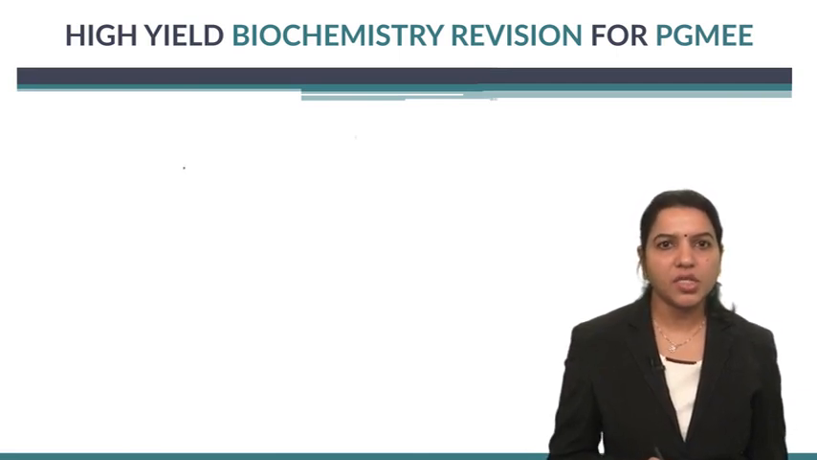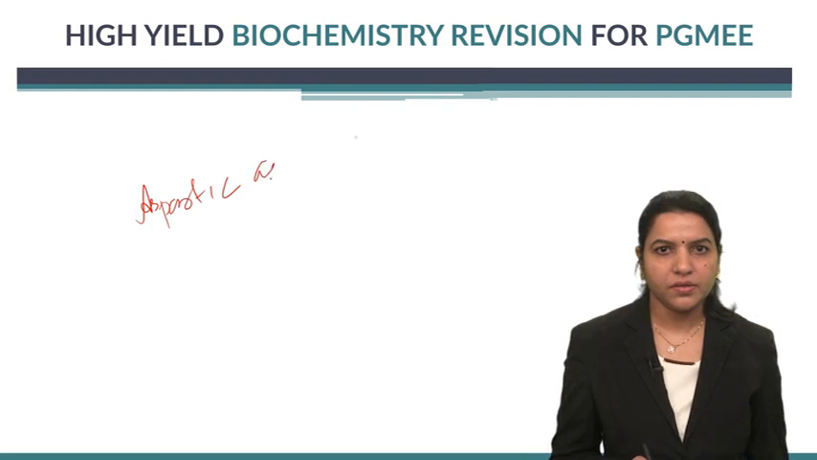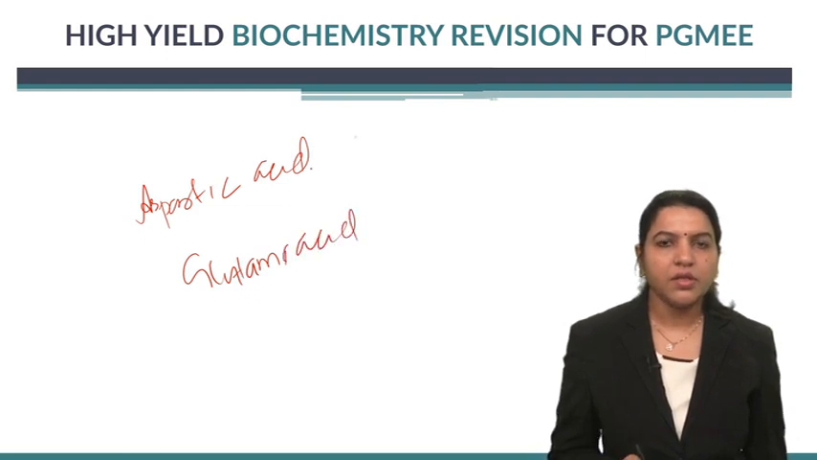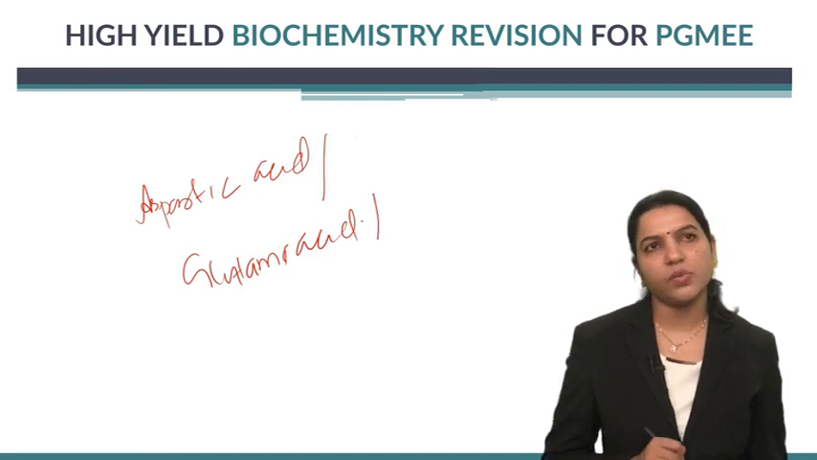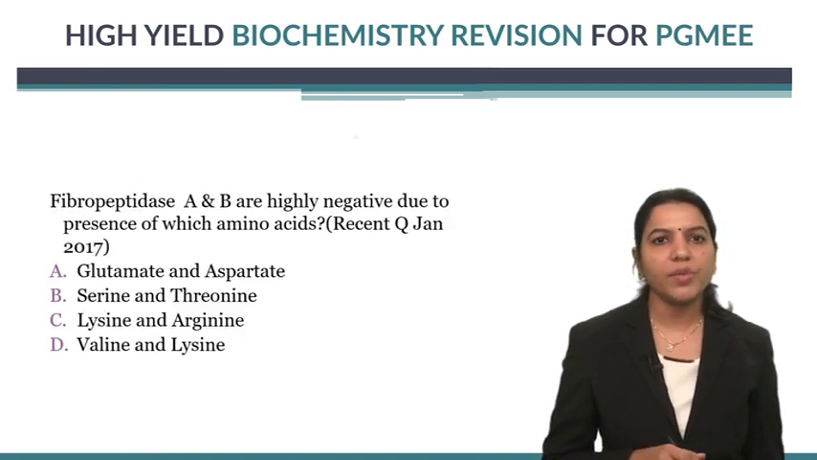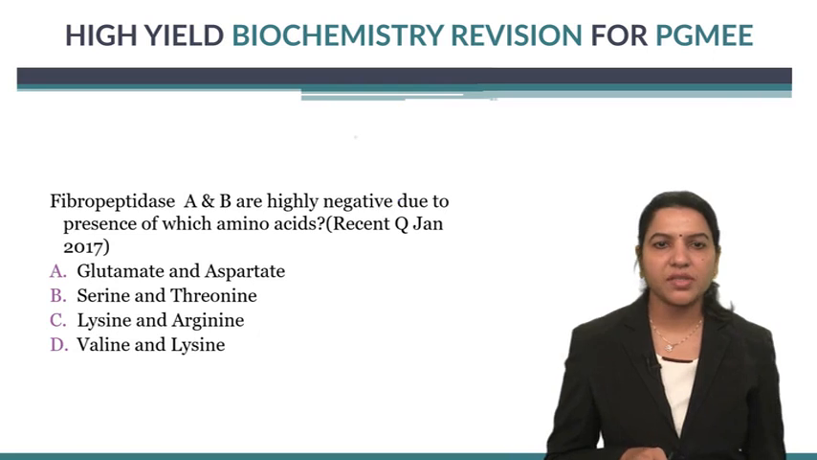The negatively charged amino acids are the aspartic acid and the glutamic acid. The aspartic acid is otherwise called as aspartate and glutamic acid is otherwise called as glutamate. So going back to the question, fibropeptidase A and B are highly negative due to the presence of glutamate and aspartate, which are the negatively charged acidic amino acids in the list.